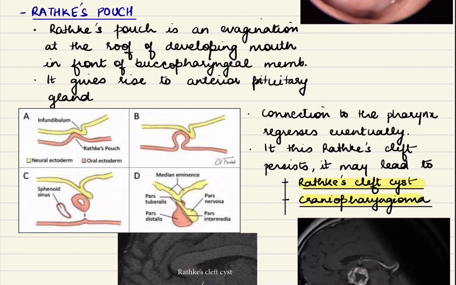Now, as you can see, it loses its connection to the pharynx eventually. However, this connection may persist and this may form the Rathke's cleft. And this Rathke's cleft may lead to the formation of Rathke's cleft cyst or a craniopharyngioma.